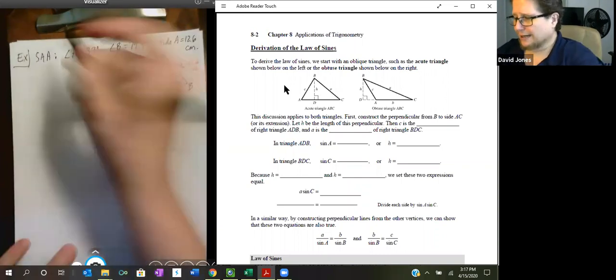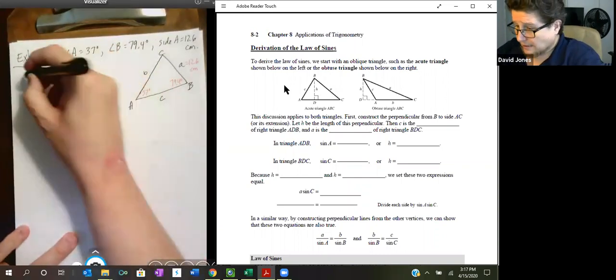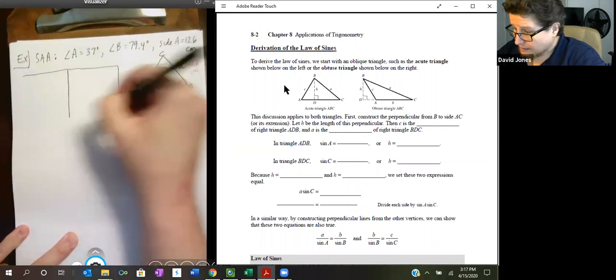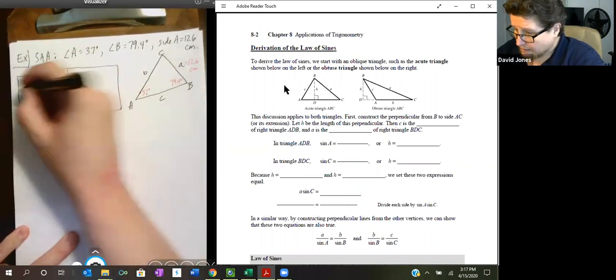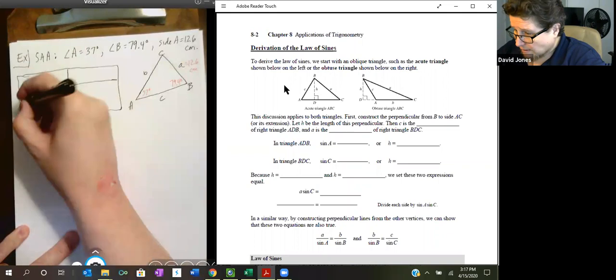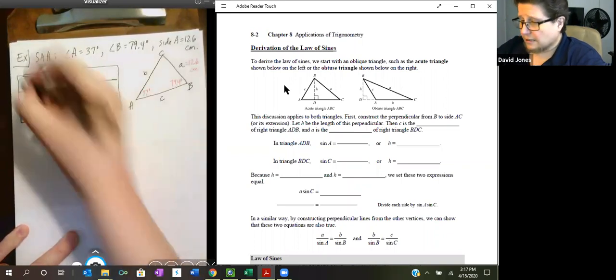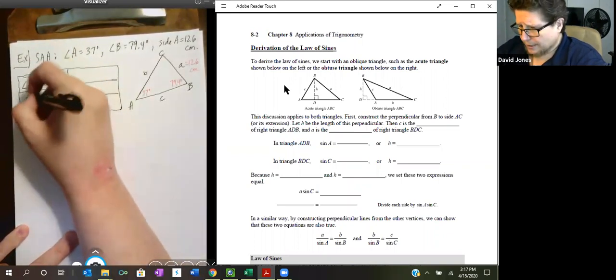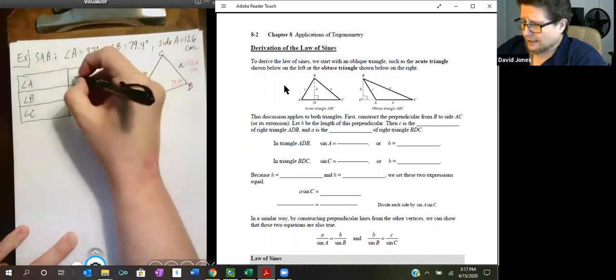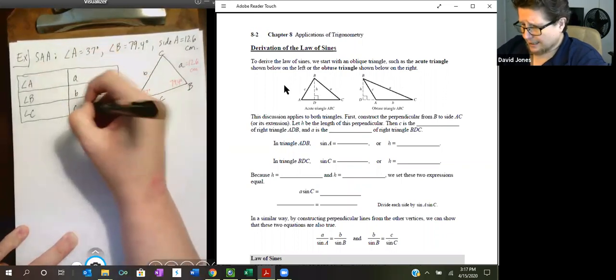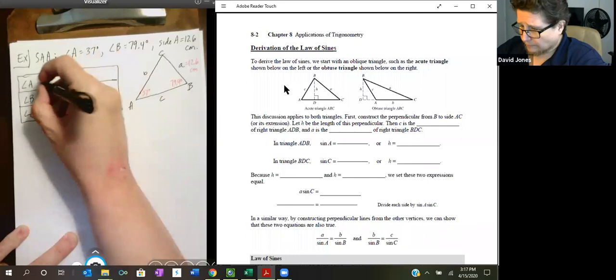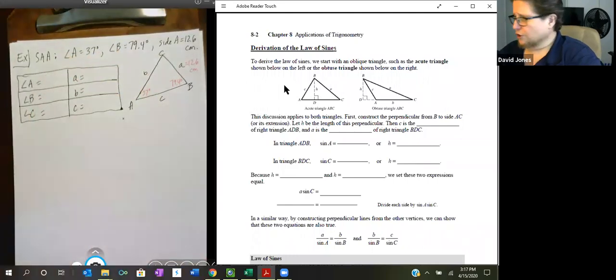Sometimes it helps to make a little table: angle A, angle B, angle C, side a, side b, side c. Fill in what you know right away, and that way you can see what you're looking for.